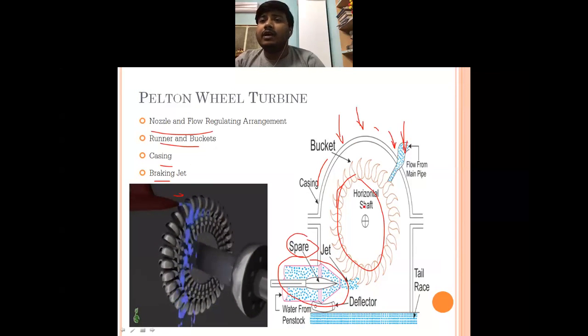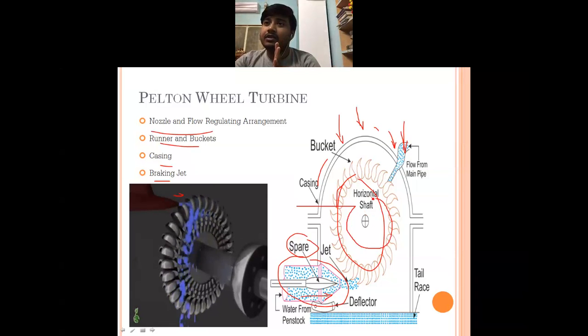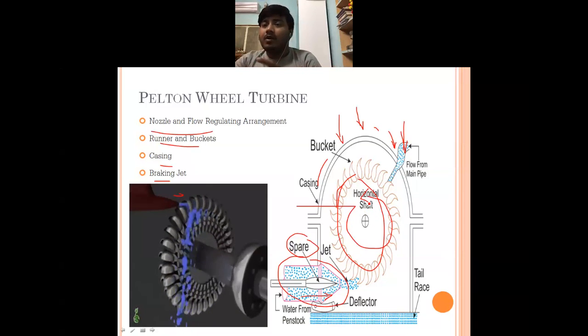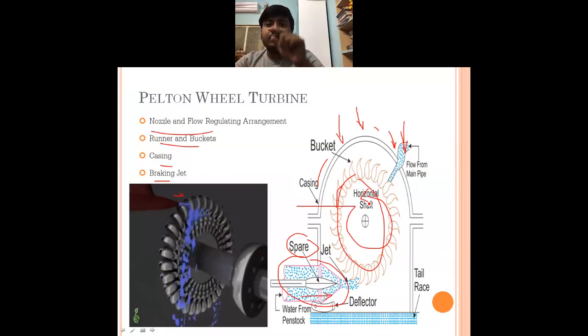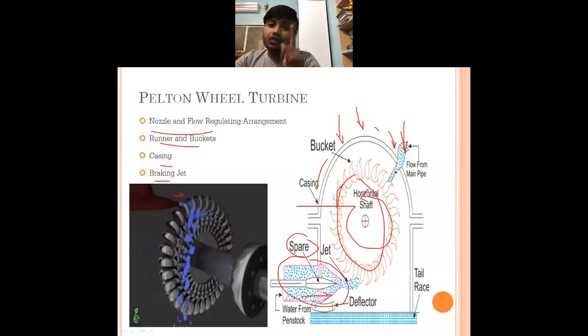Breaking jet. मतलब अगर मान लो ये फ्लो का जेट ये फ्लो कंप्लीट नहीं जा रहा है पर स्टिल बिकॉज ऑफ द इनर्शिया इट विल ट्राई टू मूव इन दिस डायरेक्शन ओके सो अलोंग द डायरेक्शन ऑफ द जेट इट विल ट्राई टू मूव बट ब्रेकिंग जेट इज यूज्ड टू स्टॉप द मूवमेंट ऑफ द रनर.